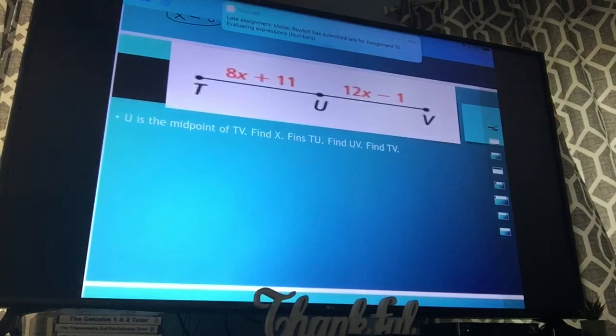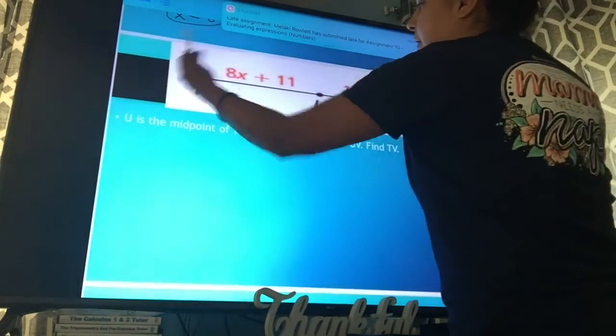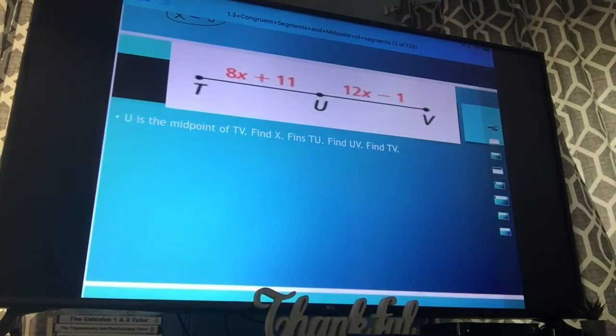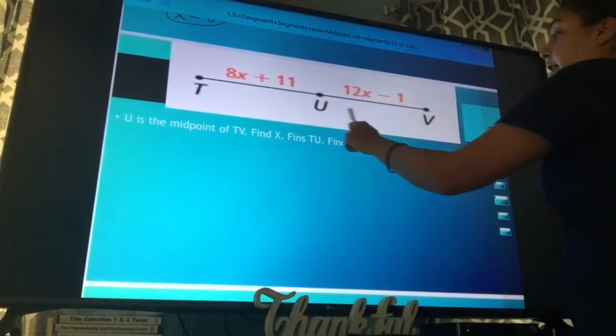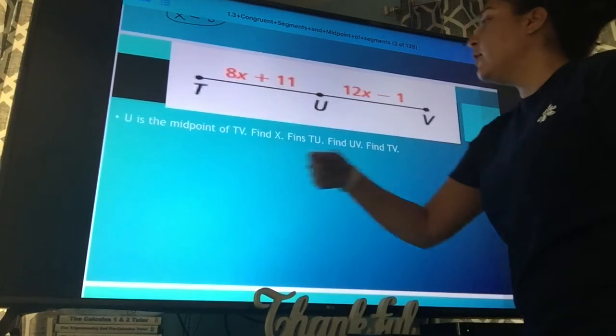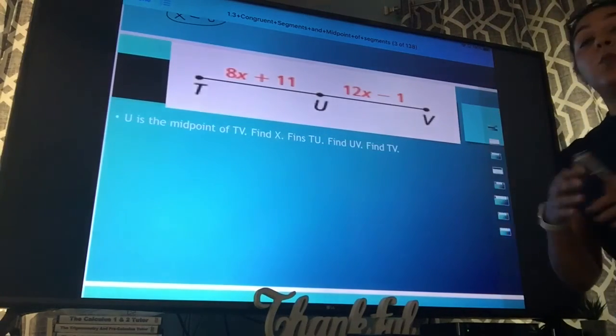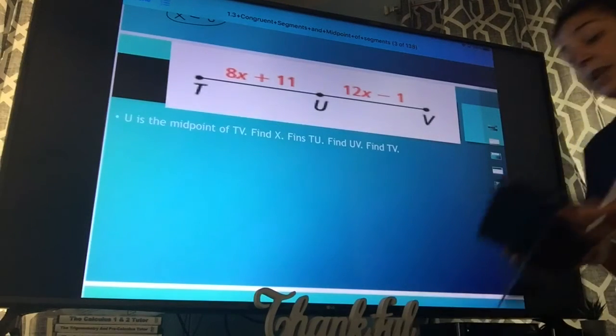It says U is the midpoint of TV. All it's saying is U is the middle point of the entire segment TV. It says find x, find TU, find UV, and TV. So they want you to find what this segment equals, what the other segment equals, and what the entire segment equals.